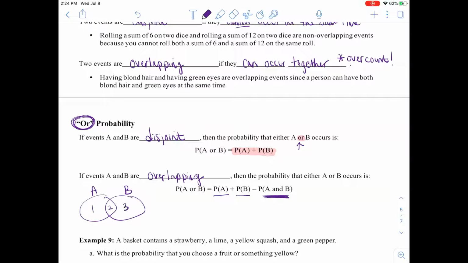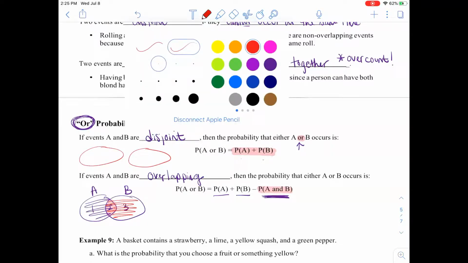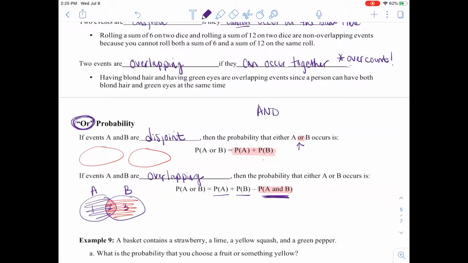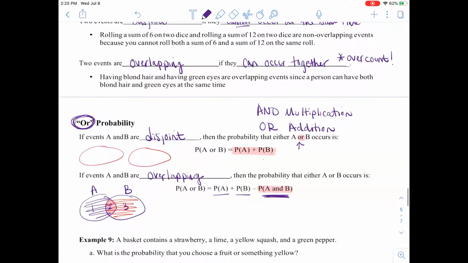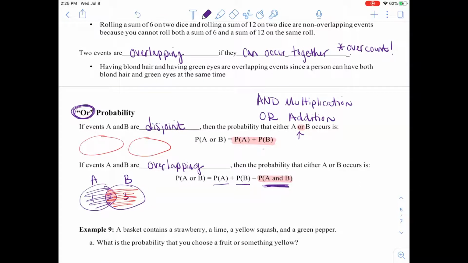A visual of that, bringing us back to our Venn diagrams: here's A happening and B happening. I'm going to label this 1, 2, and 3. If I added this piece plus this piece, you can see here is the overlap, right? So I've added that twice, hence why you have to take it away. If they're disjoint, it looks like that, and life is good. There is no overlap, hence why you can just add them together. So a key thing here: when you have an and probability, you use multiplication. An or probability is addition. The reason for that is because or means either one or the other or both are true, and means they have to be both true.